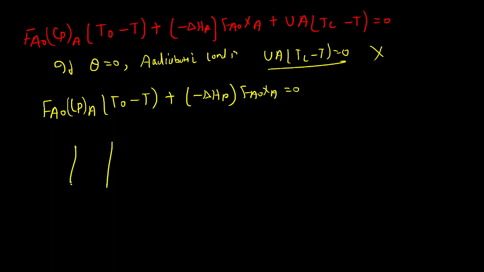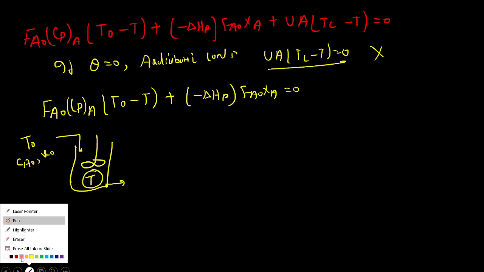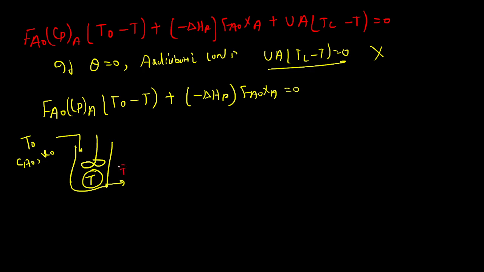Why? Because I am not supplying any heat to this reactor, so I want to operate this reactor at adiabatic condition, and I want to calculate this temperature T when the reactant inlet temperature is T naught. So I want to calculate this particular temperature, the reactor exit temperature, because the temperature here will be equal to the temperature here. So I am assuming this is adiabatic.